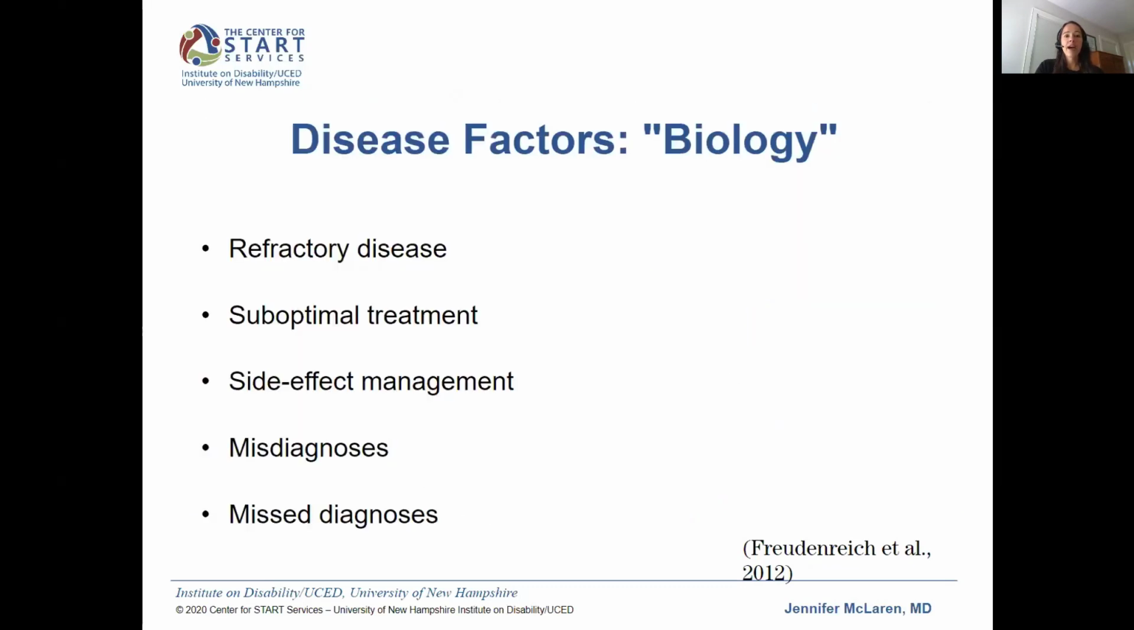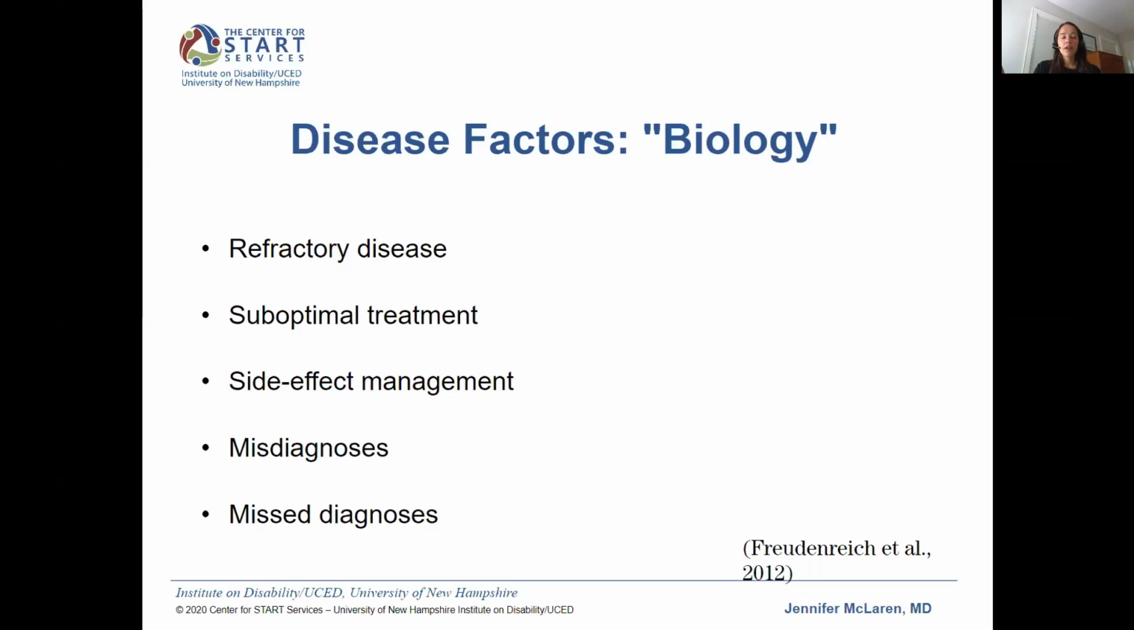So in terms of disease factors, it could be that the individual has refractory disease, and that refractory disease can be a medical issue or a mental health issue that's really difficult to treat. So for example, somebody may have really difficult to treat depression or really difficult to treat schizophrenia that may respond only to multiple psychotropic medications. The next would be suboptimal treatment. Is the individual receiving optimized treatment for the condition they're being treated for? So for example, if they're being treated with an SSRI for depression, but they're still depressed, has that medication been increased to an adequate level to treat the depression?